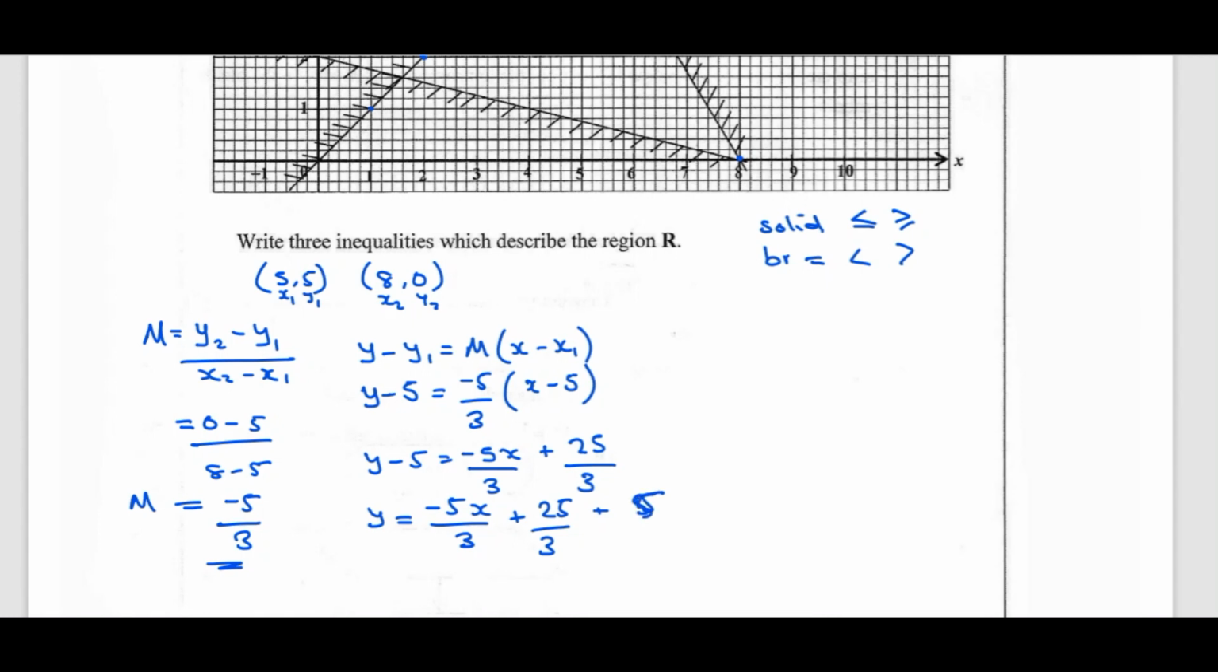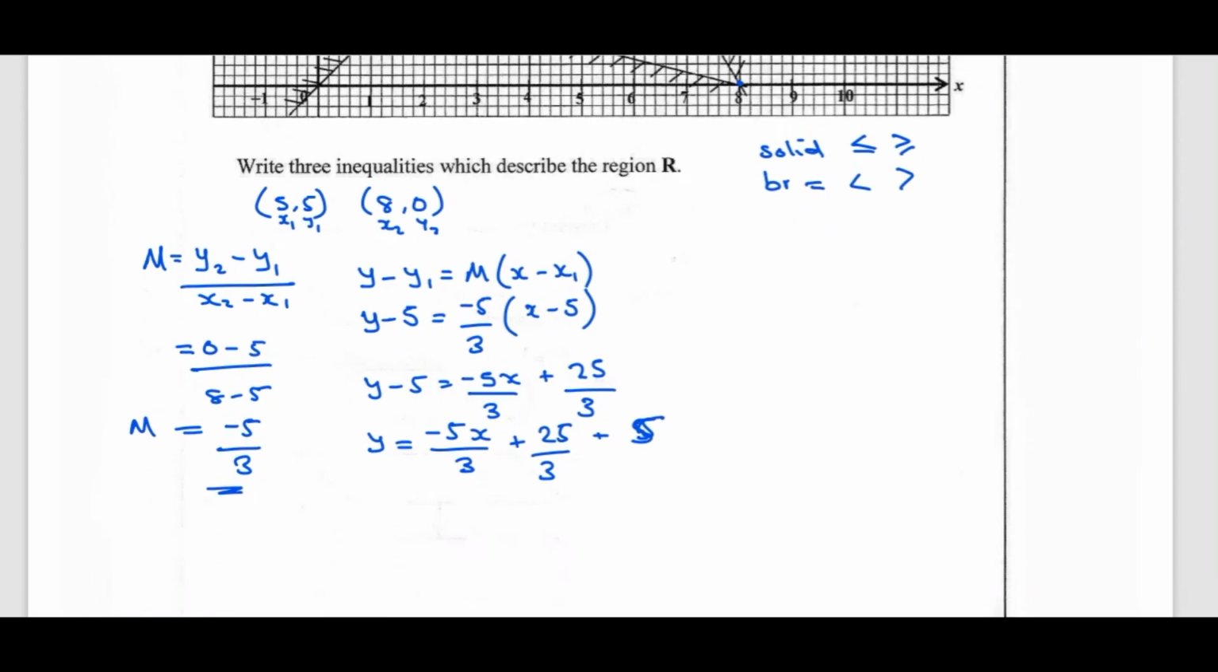So we have a 5 there. When we write a 5, what are we going to do? We're going to copy this fraction, and then for the 5, we're going to multiply 3 by 5, and then we're going to have 15.